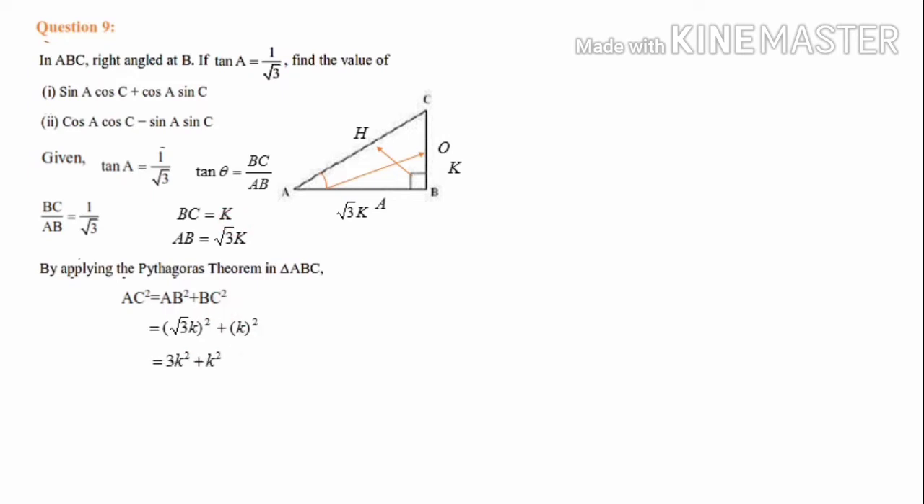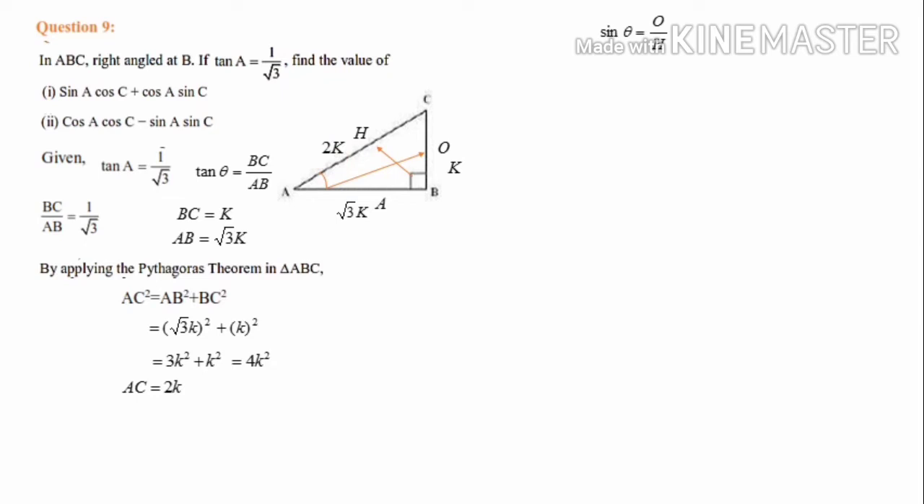Let's go for the calculation. Root 3K the whole square is 3K square and K the whole square is K square. So 3K square plus K square is equal to 4K square. Then AC is equal to root of 4K square. Root of 4K square is 2K. So we have got the length of AC as 2K. So let's mark it here on the diagram. Length of AC is 2K.